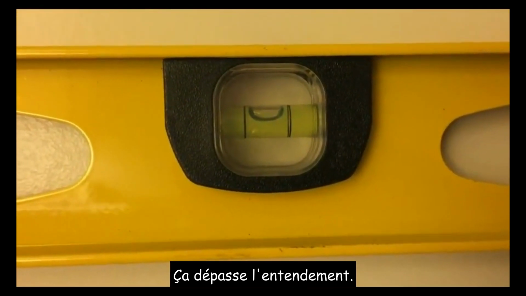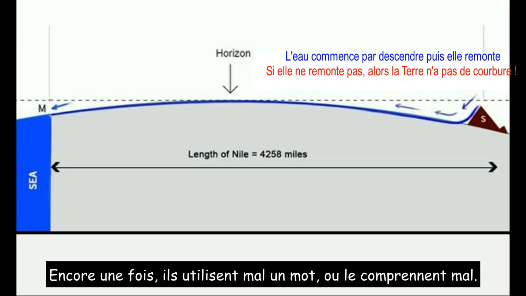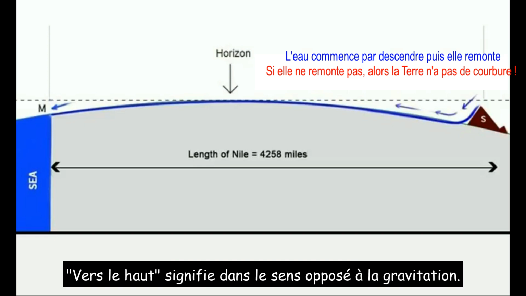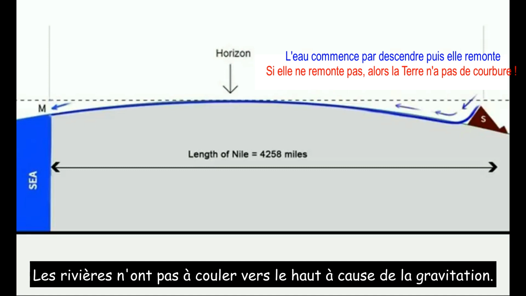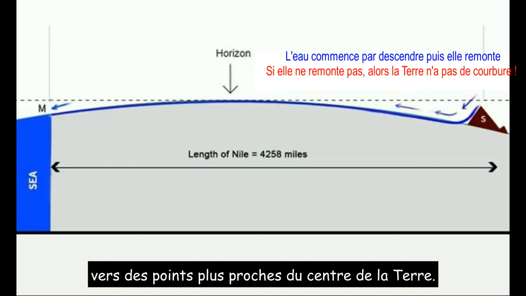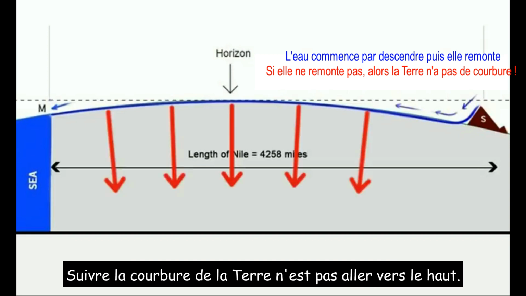It boggles the mind. They also sometimes say that rivers would have to flow uphill. Once again, they are misusing or misunderstanding a word. This is called the equivocation fallacy. Uphill means up away from gravity. Rivers never have to flow uphill in relation to gravity. They flow from points farther away from the center of the Earth to points closer to the center of the Earth, because that is where the direction of gravity is. Going around the curve of the Earth is not the same as going uphill.